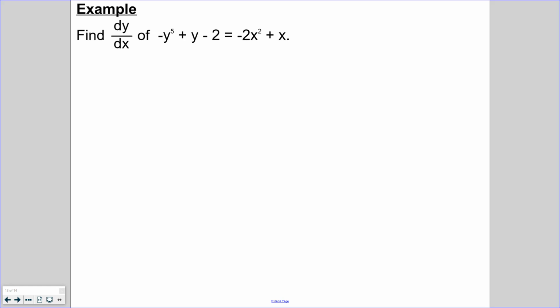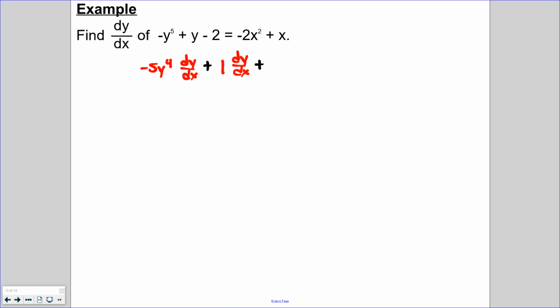So next up, we want to find the derivative of negative y to the fifth plus y minus 2 is equal to negative 2x squared plus 1. Alright, so let's go ahead and start taking the derivative. So here we're going to have negative 5y to the fourth. And since we took the derivative of a y, we need the dy over dx. Plus, well, the derivative of y we know is 1. And since the original expression had a y, we need the dy over dx because of the chain rule.